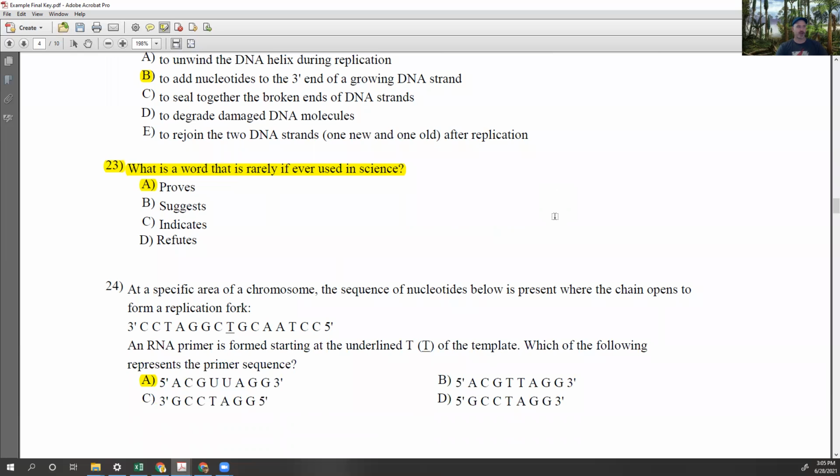What is a word that is rarely used, if ever, in science? And if you put this on your lab report, I circled it. Proves. We never say proves in science. That's not a word we use. We have support for ideas. We can fail to support ideas. We falsify ideas. We fail to falsify ideas. We do not use proves. It's a dogmatic term that shuts off our brain and makes us just accept beliefs and ideas without questioning them, which is the antithesis of science.